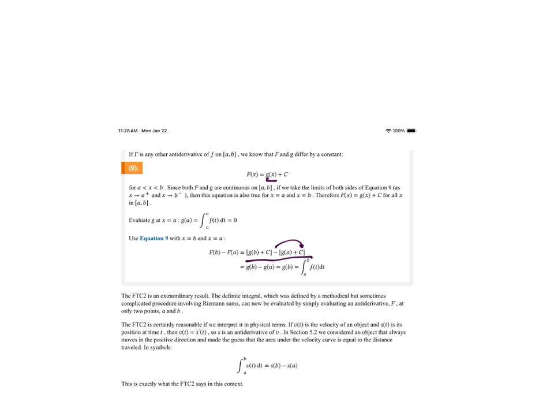So the antiderivative that is the easiest to use and is going to be the most available to you is going to be the not plus c part. Okay, just let it be. Any questions on that?